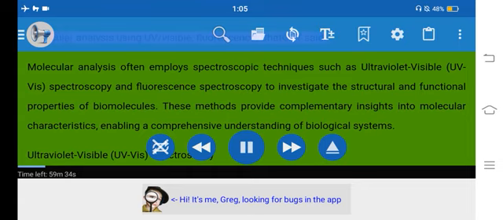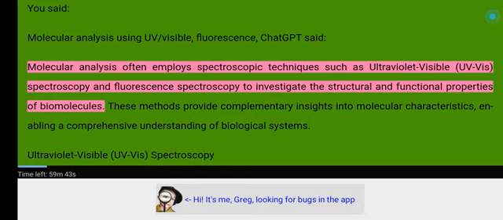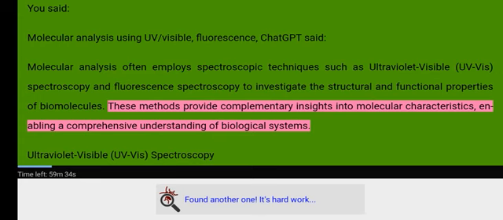Molecular analysis using UV-visible fluorescence. Molecular analysis often employs spectroscopic techniques such as ultraviolet-visible (UV-vis) spectroscopy and fluorescence spectroscopy to investigate the structural and functional properties of biomolecules. These methods provide complementary insights into molecular characteristics, enabling a comprehensive understanding of biological systems.